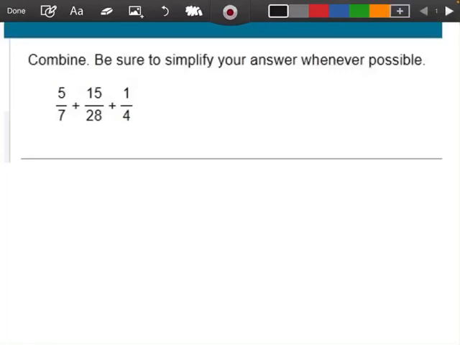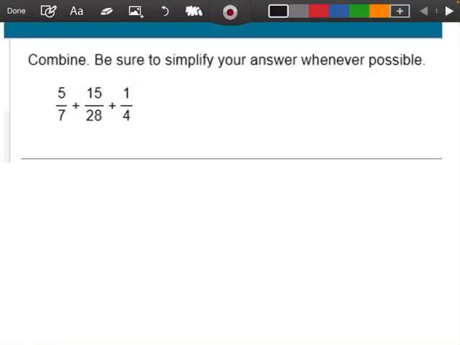A problem out of 0.2, and it says to combine and be sure to simplify your answer when possible. Okay, so we're adding these three fractions, and the first thing we need to do is find the common denominator.